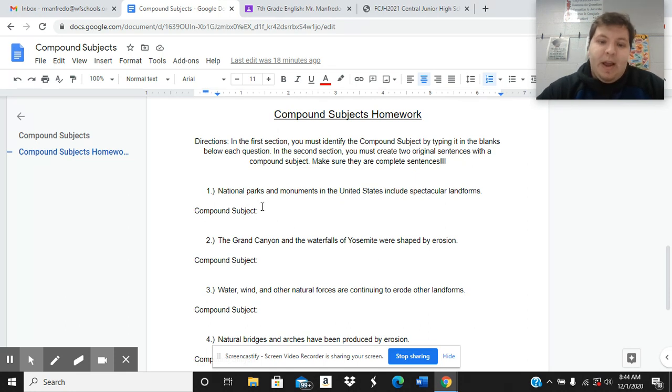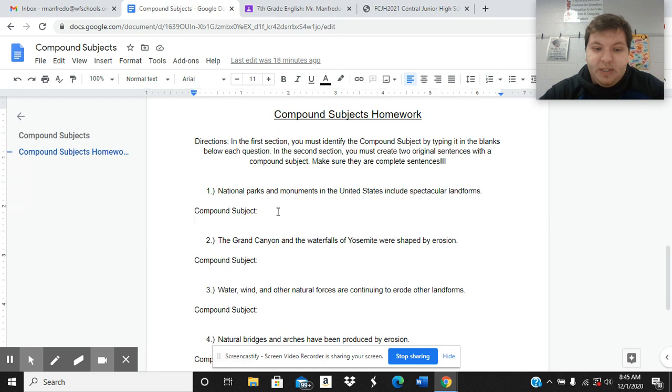Number one. National parks and monuments in the United States include spectacular landforms. I would say the first step you need to do is find your verb. And if you did that, then you've probably found include as your verb. And so we need to find what two words are sharing this verb in this sentence. So we need to ask who or what include. And so in this case, we have parks and we have monuments. They are split with a conjunction and they are sharing that verb include.